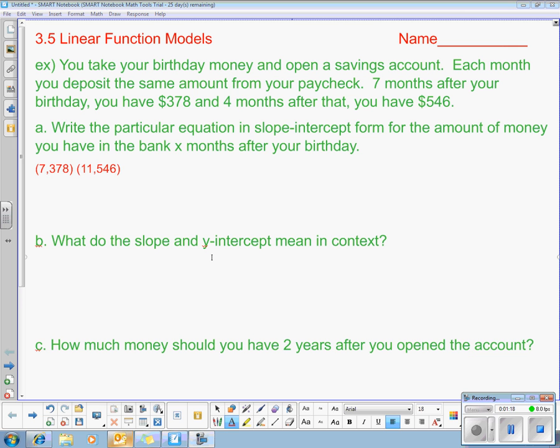So what you do is from that sentence you get two data points, and my two data points are (7, 378) and (11, 546). In this case, x is time and y is money. Anytime you have time as one of your variables, that's always going to be x, because x is the independent variable and y is the dependent variable, and time doesn't depend on anything. No matter what else is going on, time is still ticking away. So these are the 2 points that I need to turn into the equation of a line.